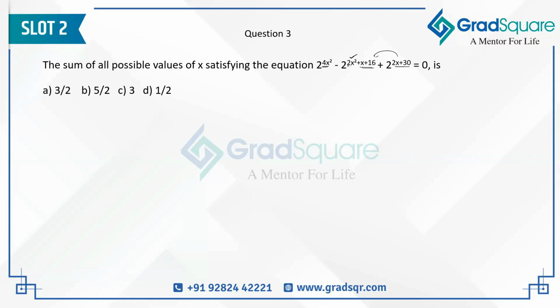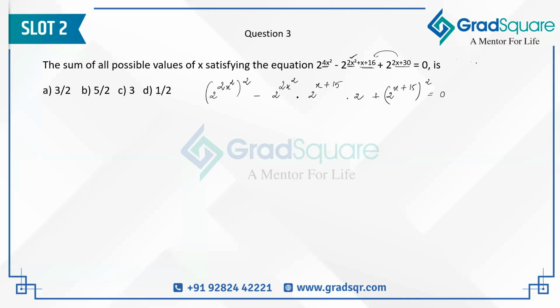So what I'm going to do: I have 2x square here, so I'll try to express this also in terms of 2x square. So this is (2 to the power x square) whole to the power 2, minus, let me bring 2 to the power 2x square. Since the powers are added, now it should be a product here: 2 to the power x plus 15, and then I can put it into 2. After that, plus 2 to the power x plus 15 whole square. This is equal to 0.